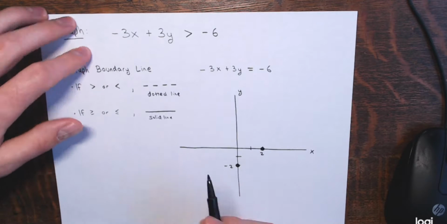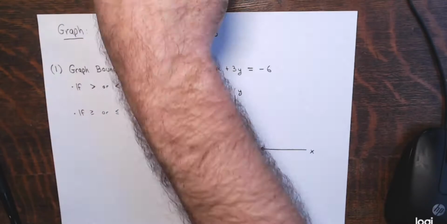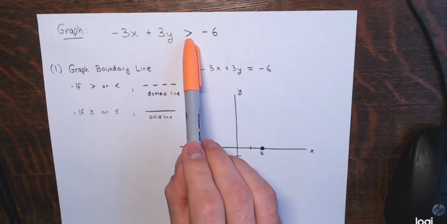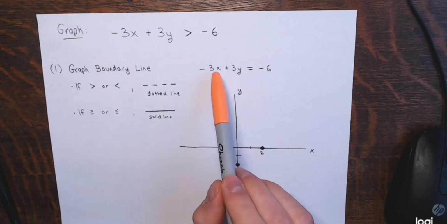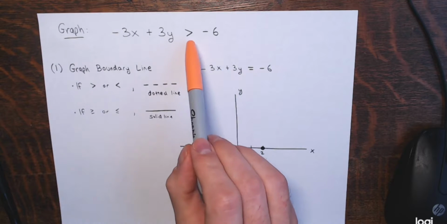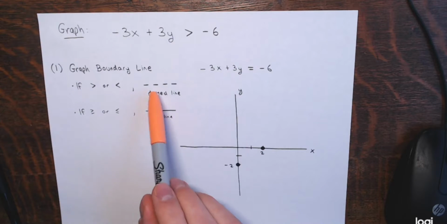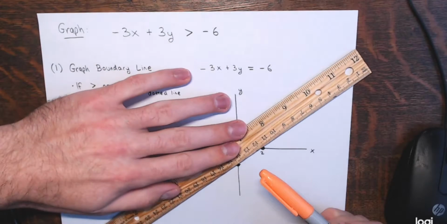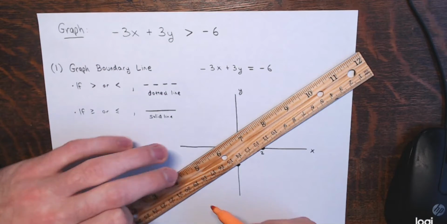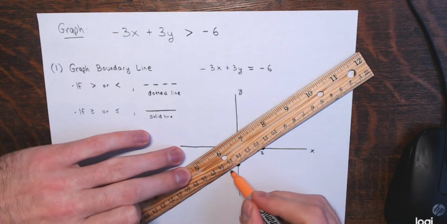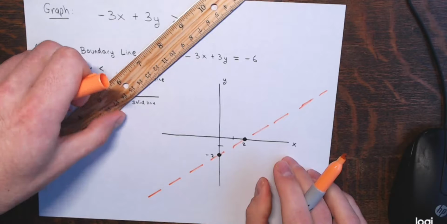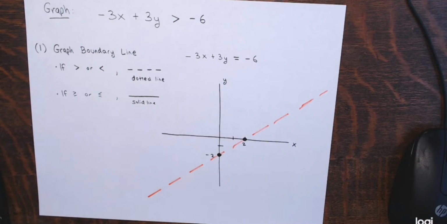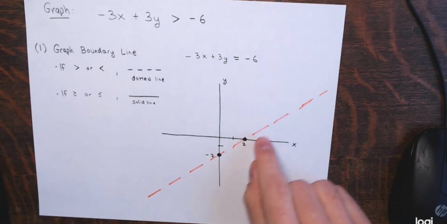And then like I said a second ago, since there's just a greater than symbol, these points don't actually satisfy the inequality, right? These points on the line make the left side equal negative 6, not greater than negative 6. So that's why we're going to make a dotted line or a dashed line here. All right, so this is going to be a dashed line, meaning that the points on this boundary line are not solutions. That's why it's dashed. That's why it's dotted.